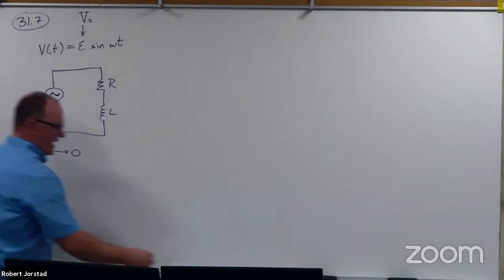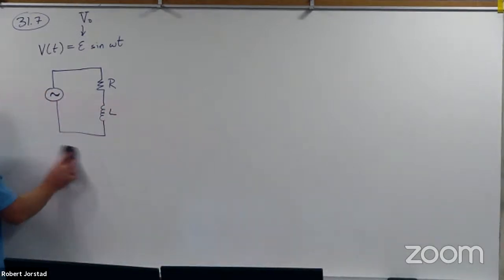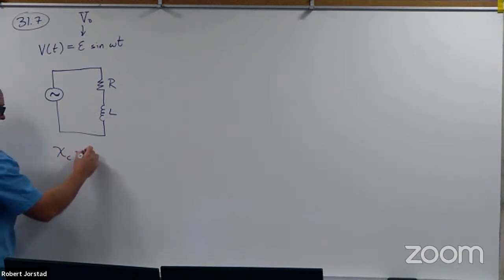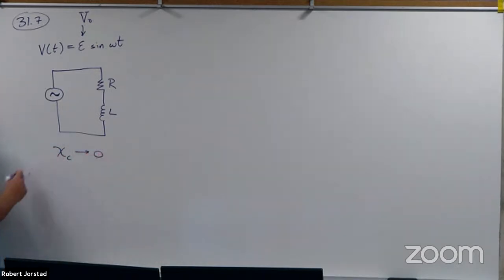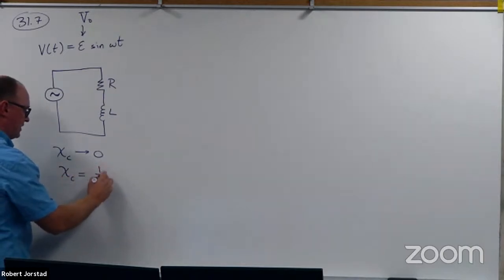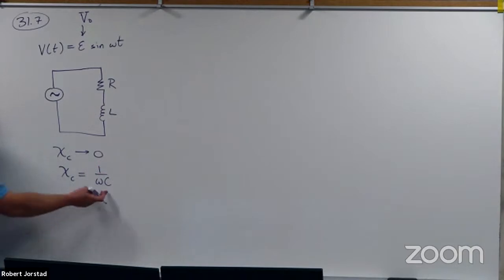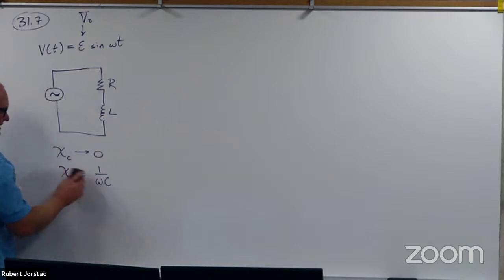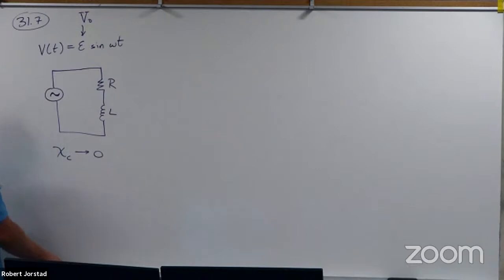That is actually bad. I want you to think instead of setting C to 0, I want you to set X sub C to 0. The capacitive reactance, the amount of ohms associated with the capacitance, goes to 0. Why is that? Well, X sub C is equal to 1 over omega C. If we set C to 0, what does this mean? Is that infinite? It doesn't make sense. So we don't want to set C to 0. We want to set the capacitive reactance X sub C to 0.